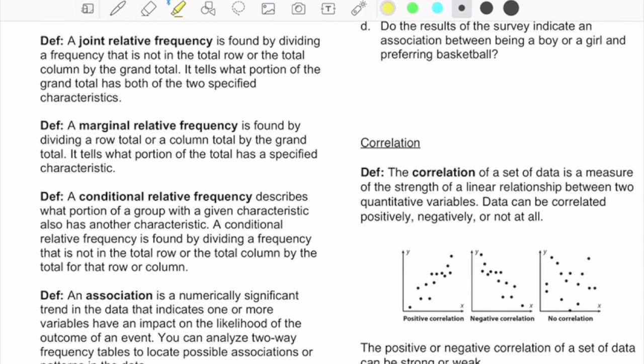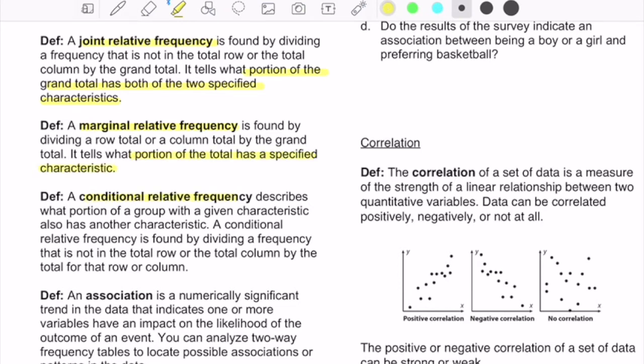The next section of notes goes over some important definitions. Joint relative frequency is found by dividing a frequency that's not in the total row or the total column by the grand total. It tells what portion of the grand total has both of two specified characteristics. Marginal relative frequency is found by dividing a row total or column total by the grand total. It tells what portion of the total has a specified characteristic.